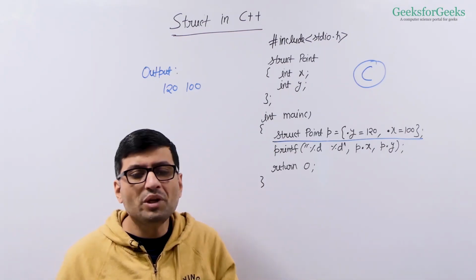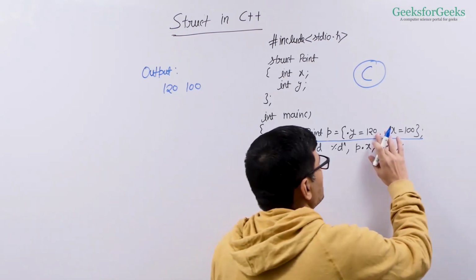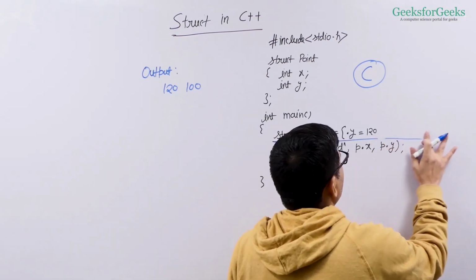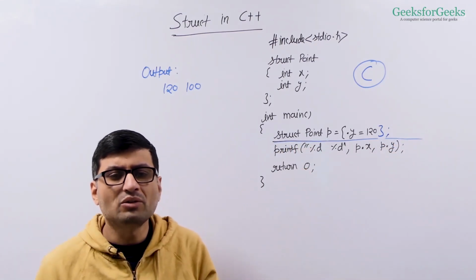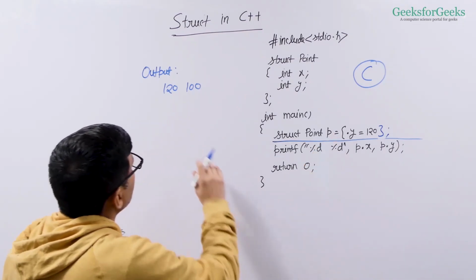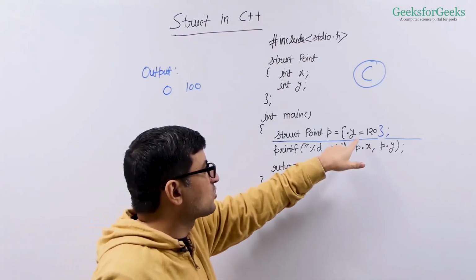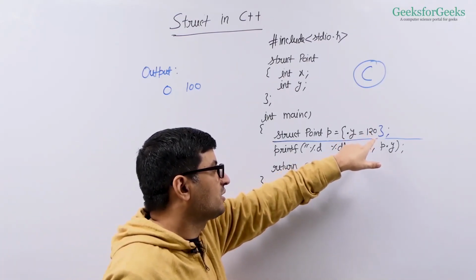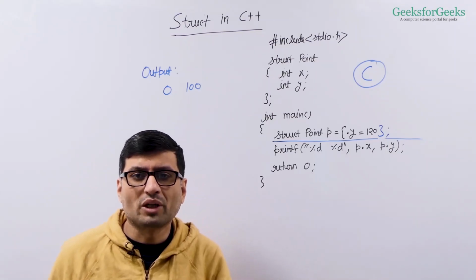In fact, we can skip some initializations. I can skip the initialization of x. What happens when you skip an initialization? X gets a default value, which is 0 in case of integers. Now if you run this program, you are going to get 0 and 100 because we have initialized y using designated initialization, but we have not initialized x. So we'll have the default value of x.